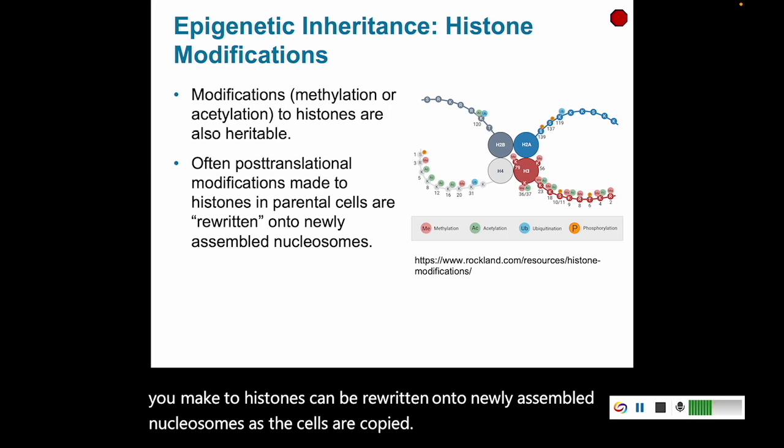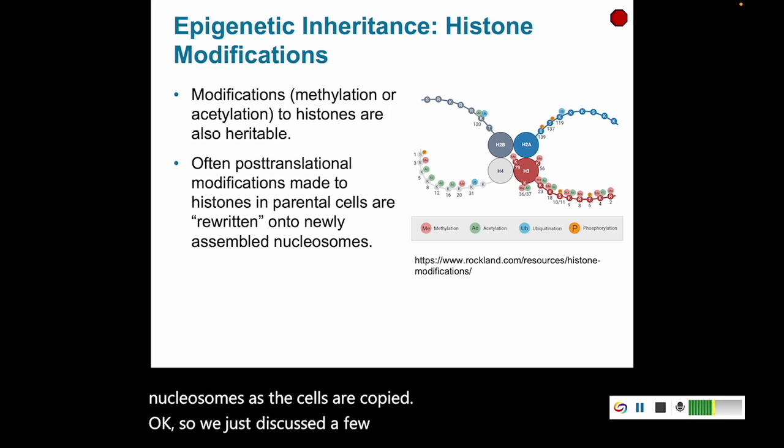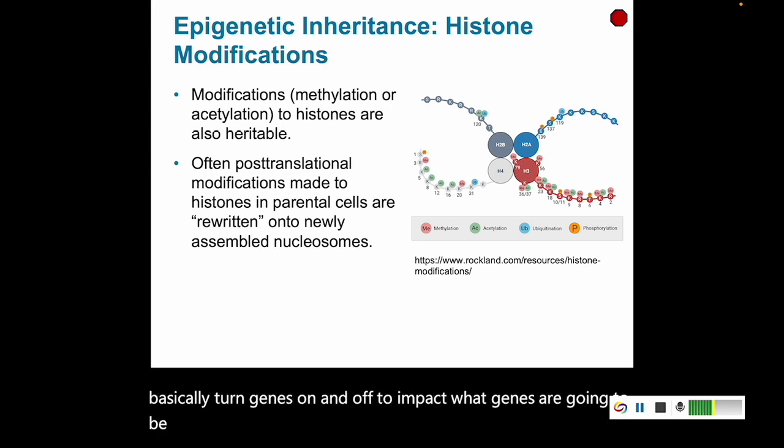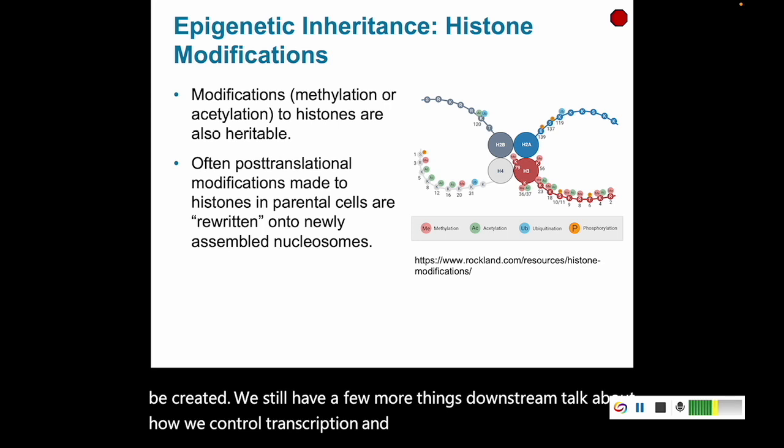Okay, so we just discussed a few different ways that cells can basically turn genes on and off to impact what genes are going to be expressed. We still have a few more things downstream to talk about, how we control transcription and translation, and I'll see you for that.